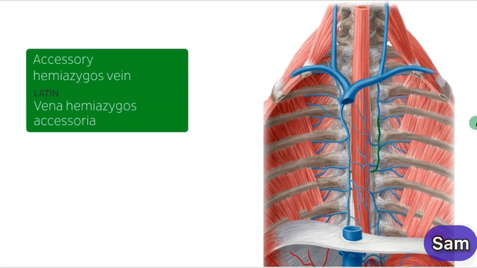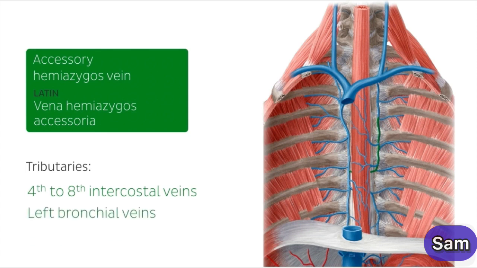And the accessory hemiazygos vein drains the superior left hemithorax. It also receives tributaries from the 4th to 8th intercostal veins on the left side, which we can see here, and the left bronchial veins, which we can't see. And the accessory hemiazygos vein goes on to open into the azygos vein, which is running down the length of the thorax on the right, just here.